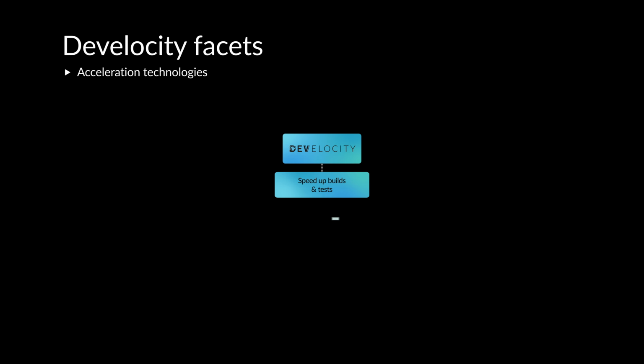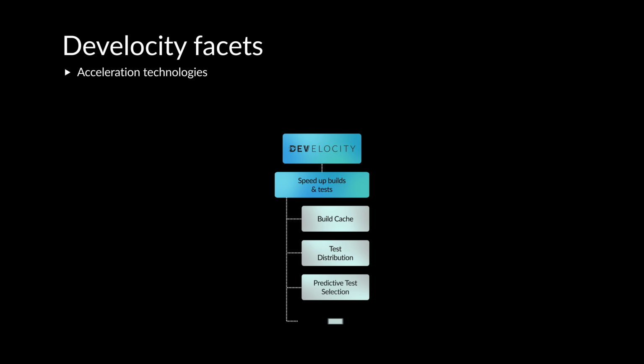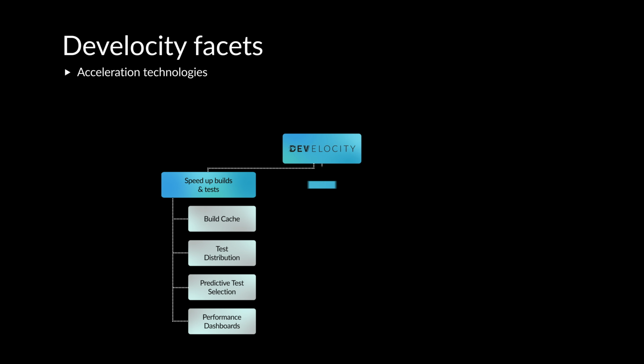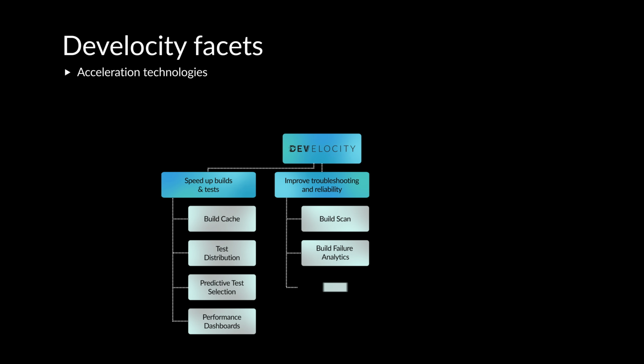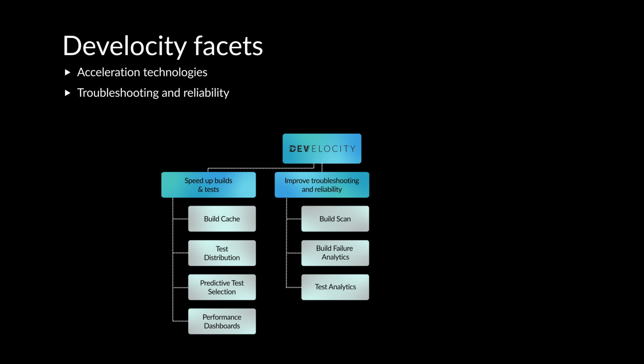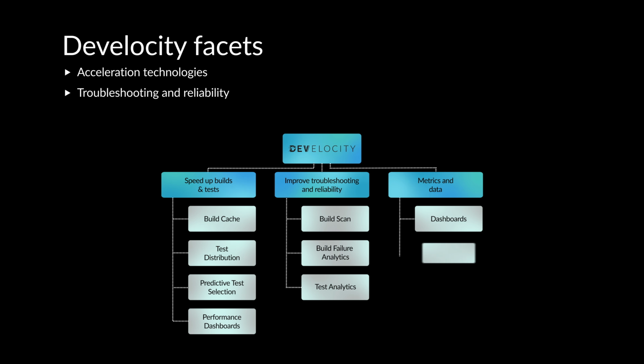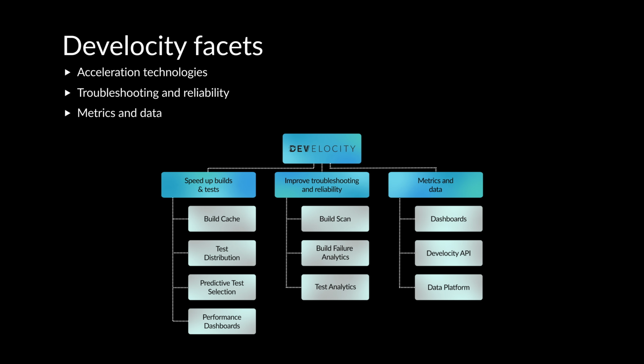Develocity has three main facets. The first is acceleration technologies for speeding up your build and test cycle. The second is it helps with troubleshooting and reliability of your build and the toolchain. The third is it provides metrics and data which help support the previous two facets and helps you identify problems with productivity in the organization.